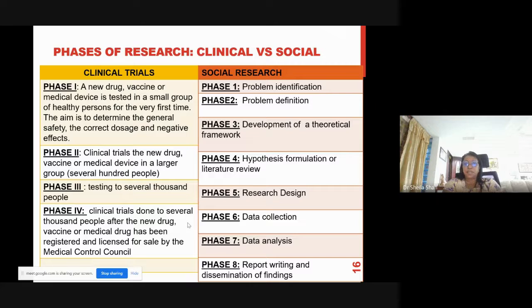So in social sciences, you will identify the problem. What is the problem? Looking for the problem itself will take you months. You must look at what the problem is. Can I do research on the problem? When I do the research, does it benefit anyone? If it doesn't benefit anyone, then there is no point in doing the research. Someone must get a benefit.